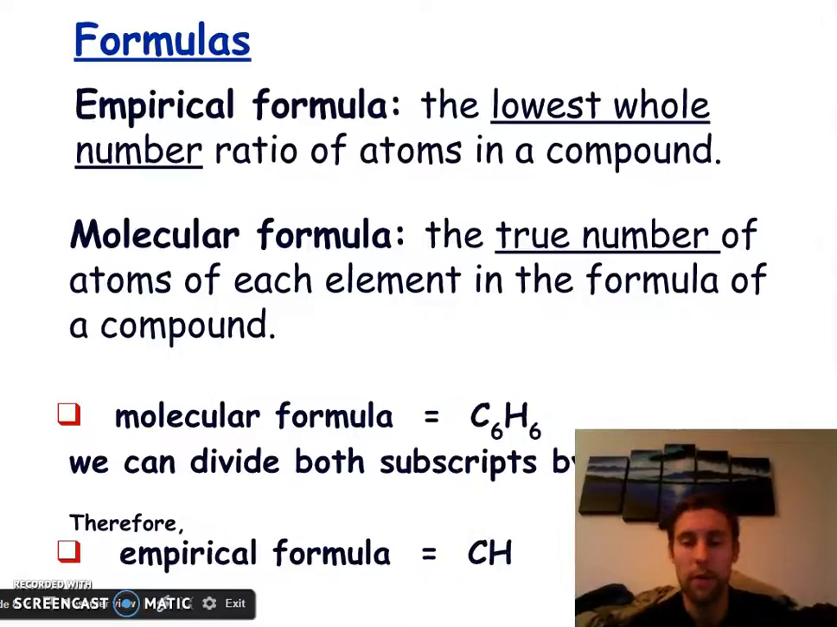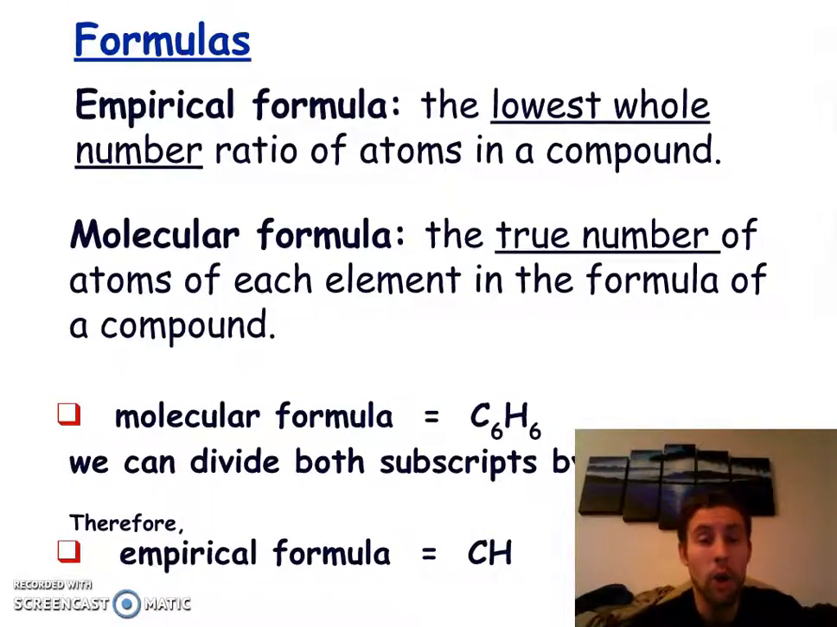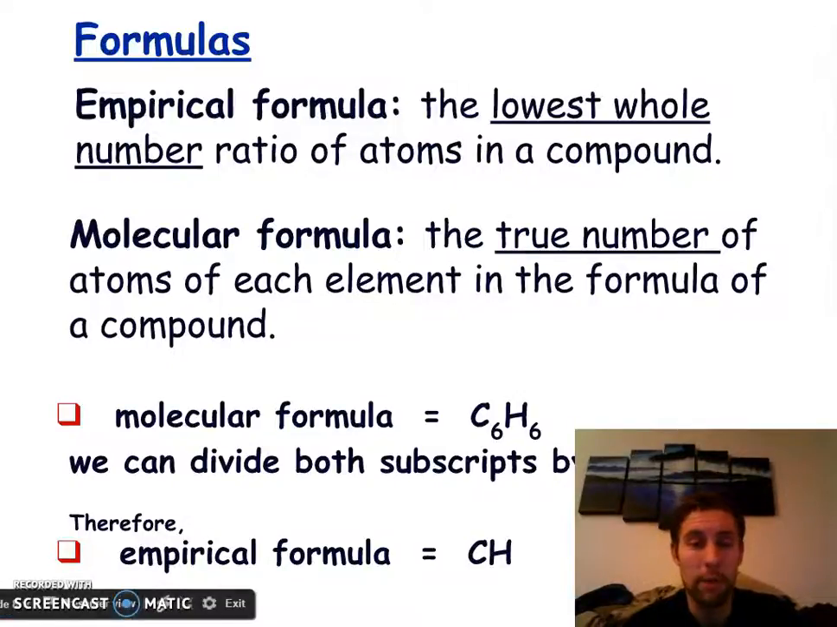Alright, a few definitions before we move forward. Empirical formula. It's the lowest whole number ratio of atoms in a compound. Versus the molecular formula, which is the true or actual number of atoms of each element in the formula of a compound. That's what we've been mostly looking at so far. So, some examples to go with that. Remember, you can always pause if you need to.